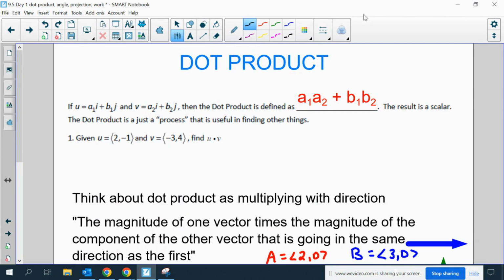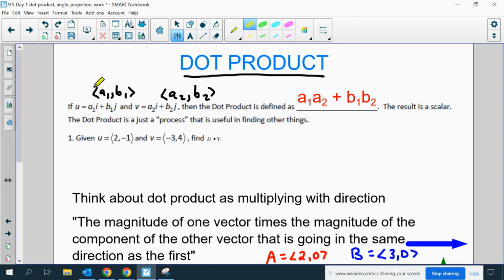This video is about a variety of vector applications. The first one we'll talk about is the dot product. So the dot product, if we have u is ⟨a1, b1⟩, and v is ⟨a2, b2⟩, then the dot product is defined by multiplying the i components and then adding that to what happens when you multiply the j components. So we have a1 a2 plus b1 b2.